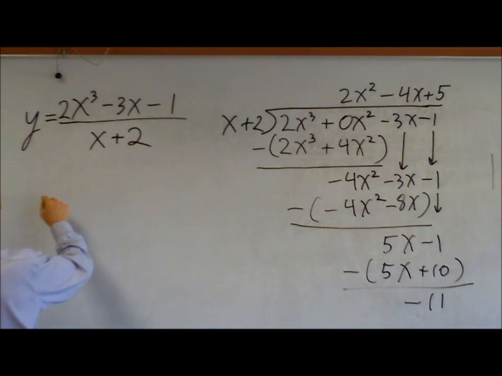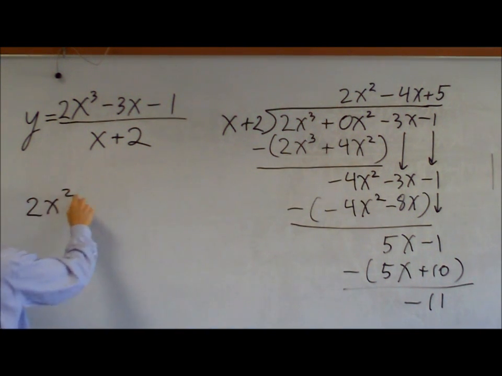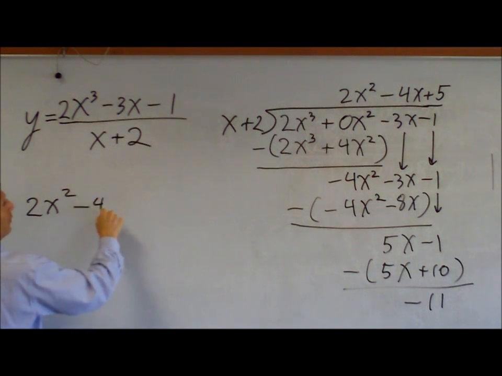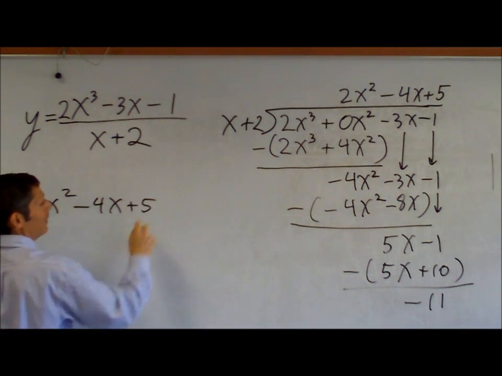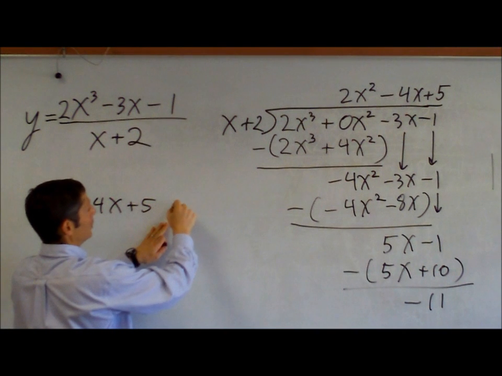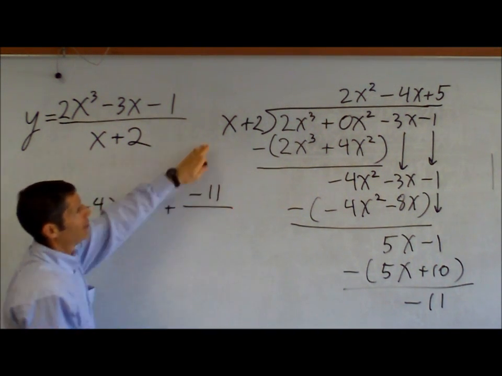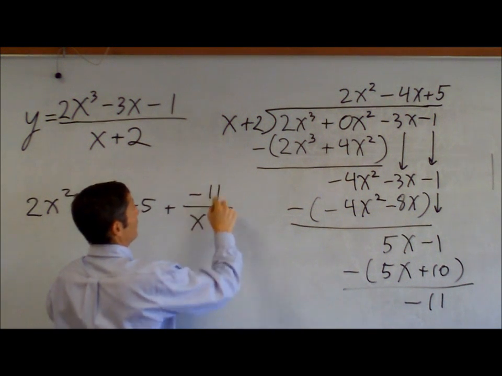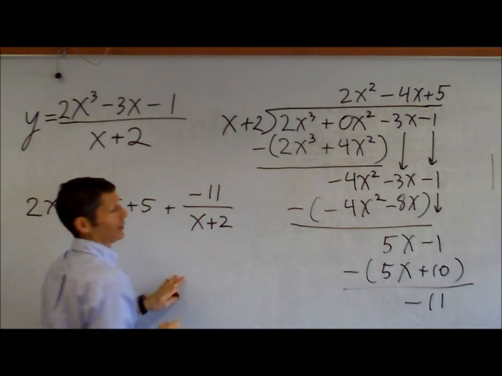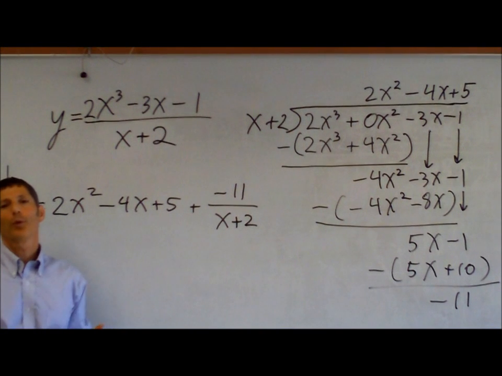So how should I write this? Let's see. I have 2x squared minus 4x plus 5. And my remainder I'm going to write as plus, I know this is a little bit funny, negative 11 over the thing that I'm dividing by. So x plus 2.